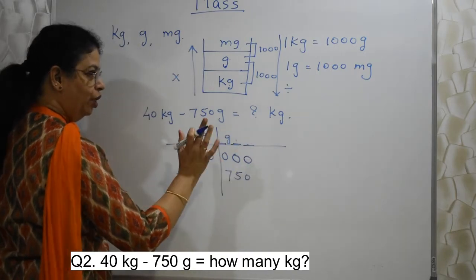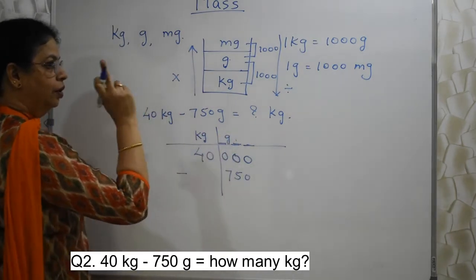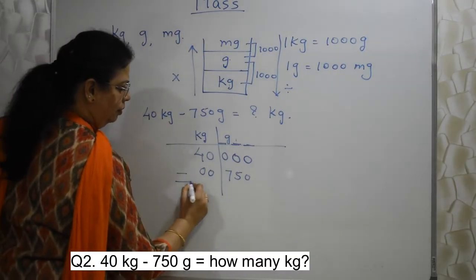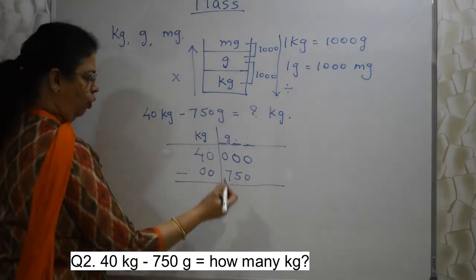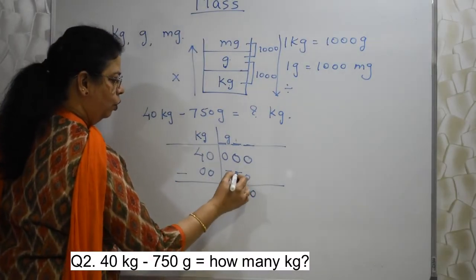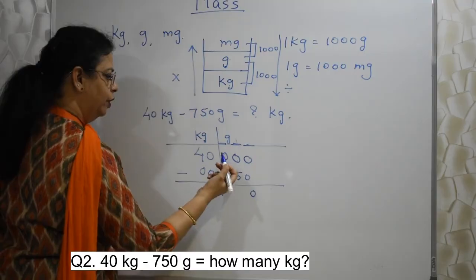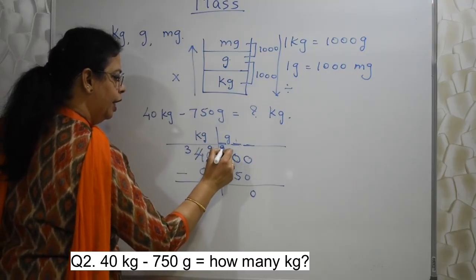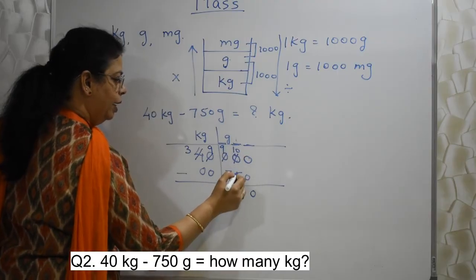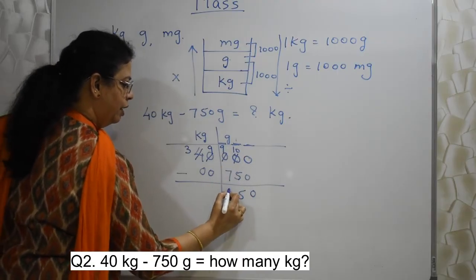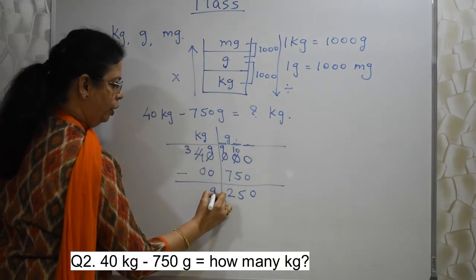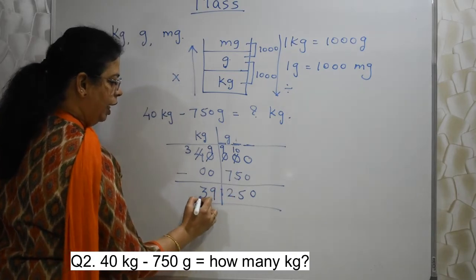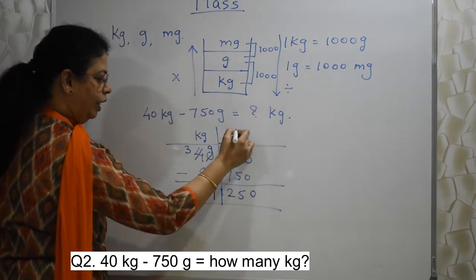I have to write 3 zeros because gram can have 3 places only. Here also I can write 0 zeros. They are optional, of course. 0 0 0. 0 minus 5 cannot take place, so I have to take this 3, 9, 9 and 10. 10 minus 5, 5. 9 minus 7, 2. 9 minus 0, 9. 3 minus 0, 3. So answer is 39 kg 250 grams.